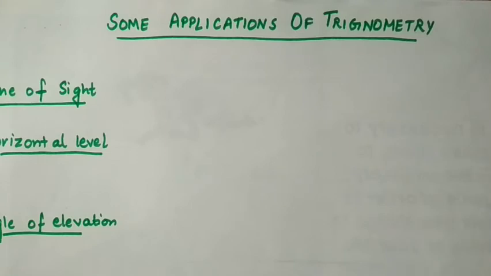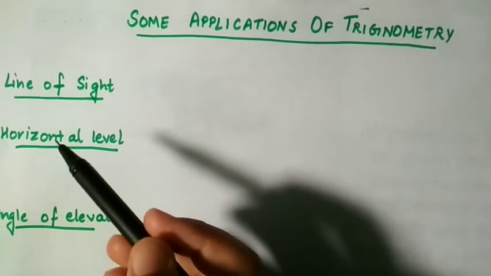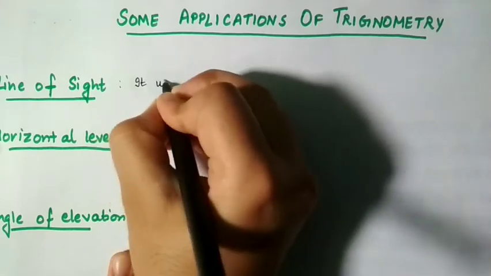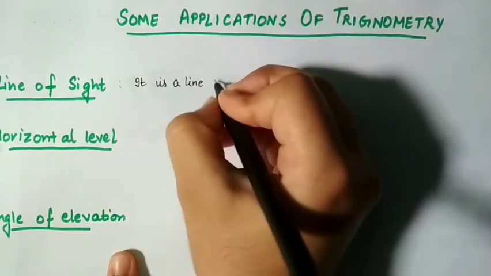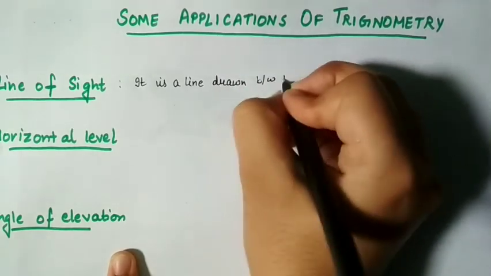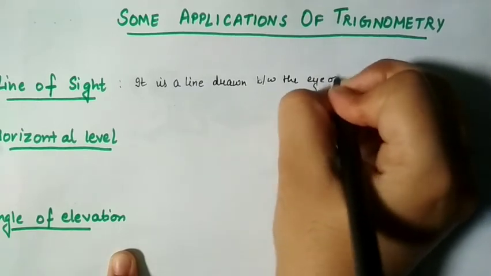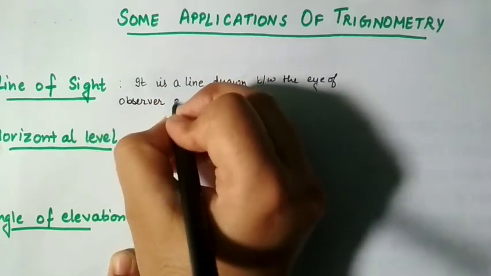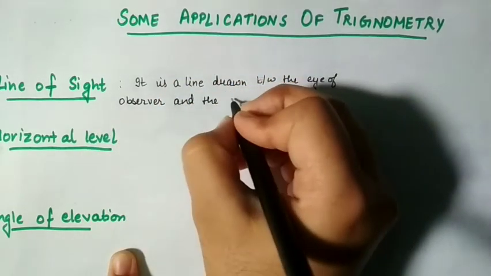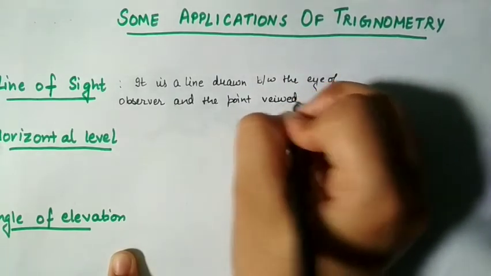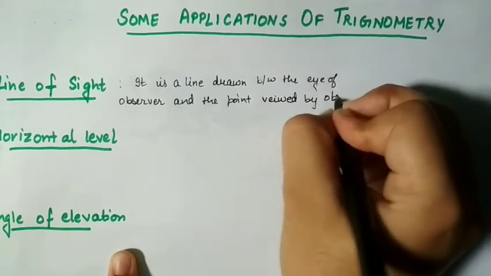So before starting you need to know the meaning of some terms. So let us discuss the first term, line of sight. What is line of sight? It is a line drawn between the eye of the observer and the point viewed by the observer.